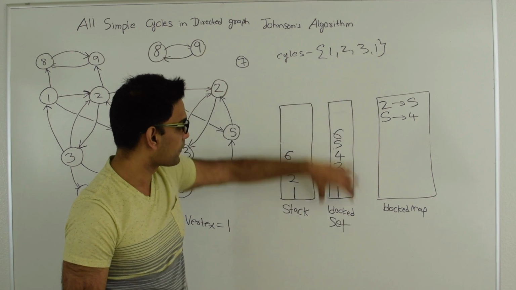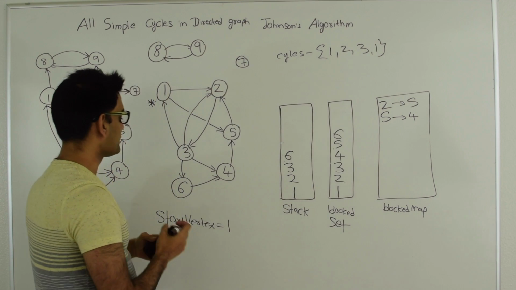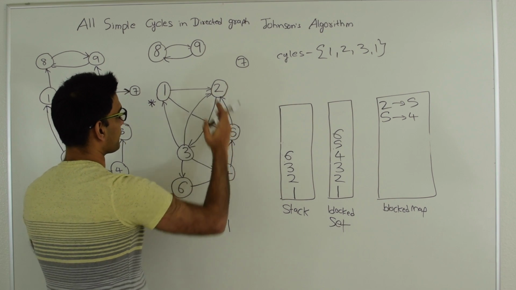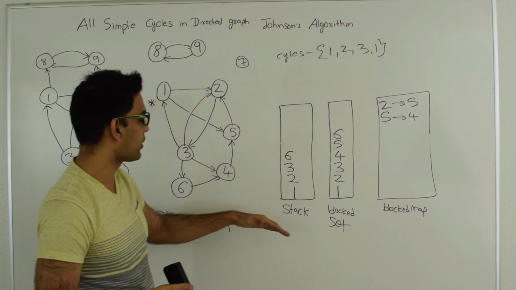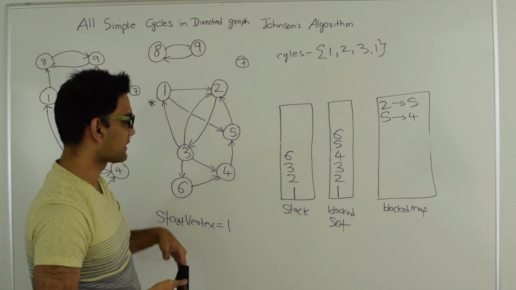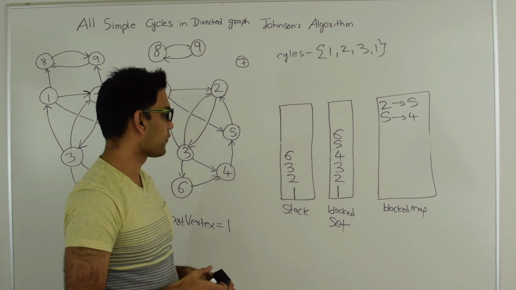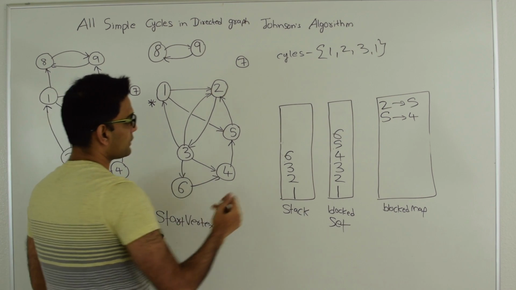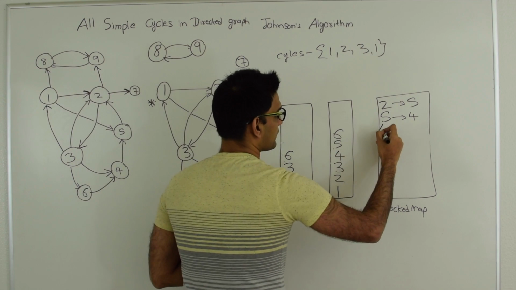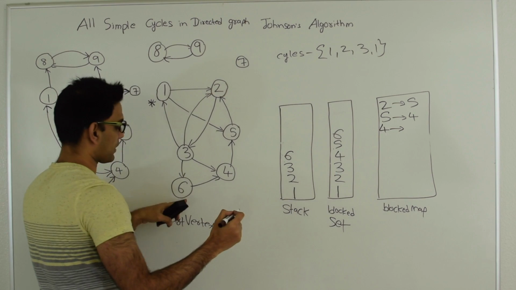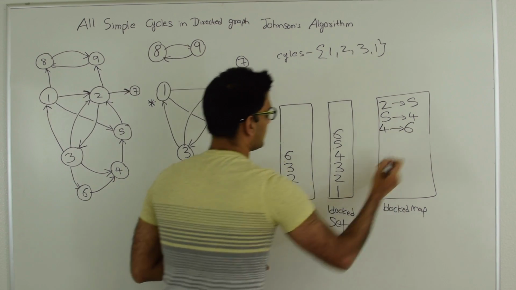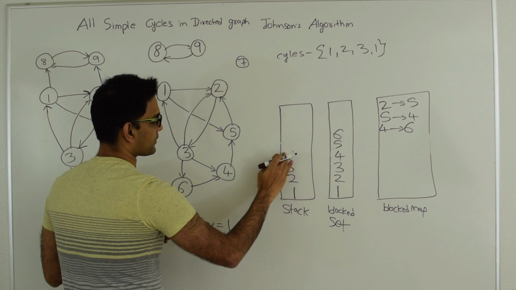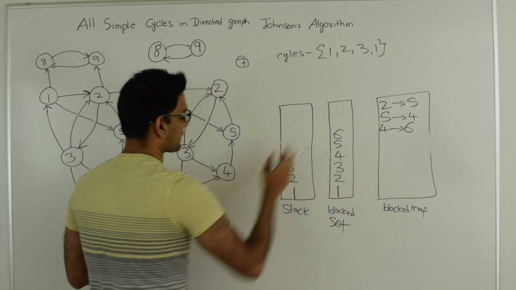Since we did not remove 4 from this blocked set, we saved this extra traversal where we go from 4 to 5 and 5 to 2 and then realize that 2 is already in the current stack and then come back. So by not removing 4 and 5 from the blocked set, we provided this optimization. But we are going to note that if 4 ever gets unblocked, then we should also unblock 6. So 6 has no more neighbors, so we go back to 3. So we remove 6 from the stack, but not from the blocked set.